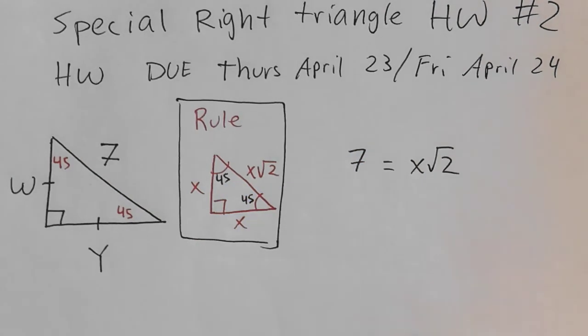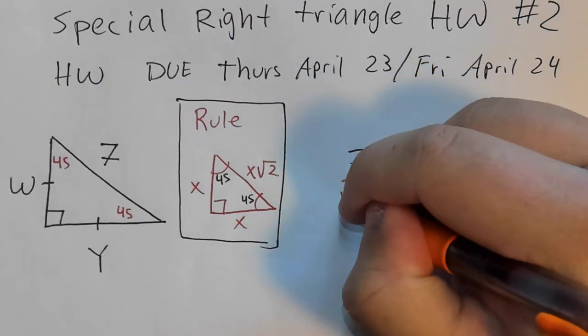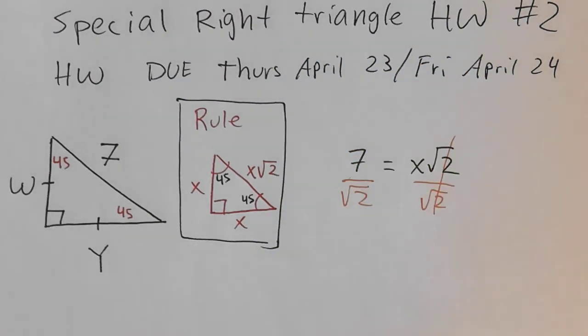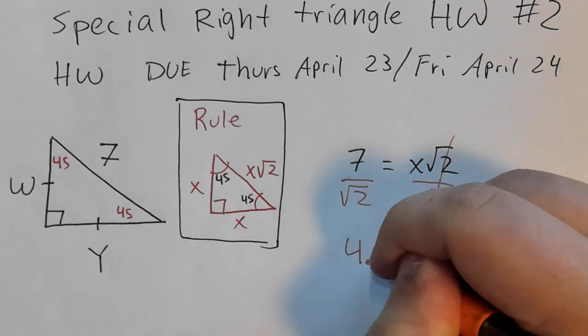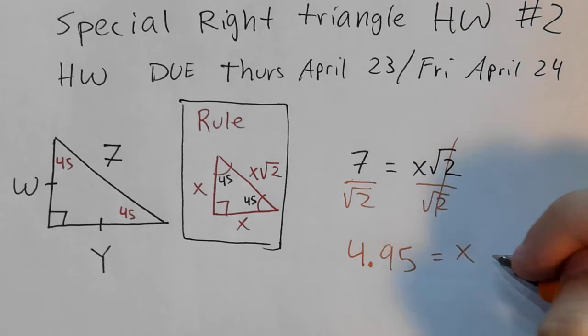Now we're going to divide both sides by a square root of 2. These will cancel out, and we're going to have 7 divided by square root of 2. Please double check my math, as 4.95 approximately is equivalent to x.